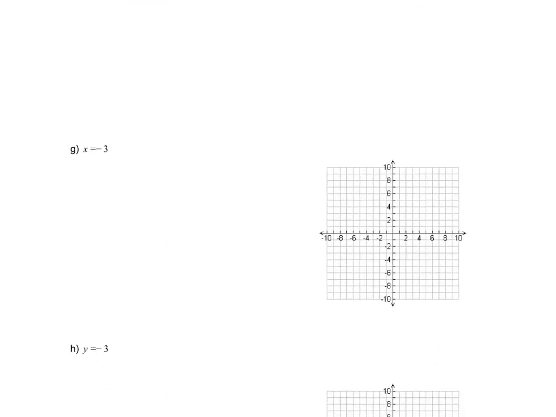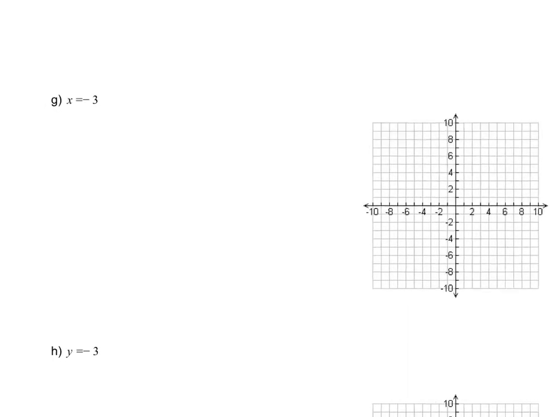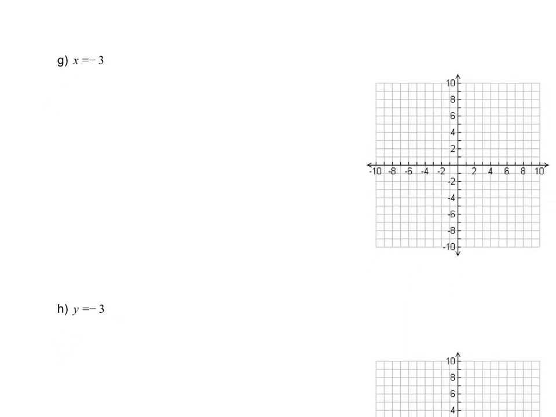Okay, now we have a vertical line, and sometimes I have trouble keeping these straight. Which one's vertical, which one's horizontal? If I have x equals -3, I think to myself, where does x equal -3? Well, it equals -3 right there on the x-axis. So it tells me it's going to be a vertical line.